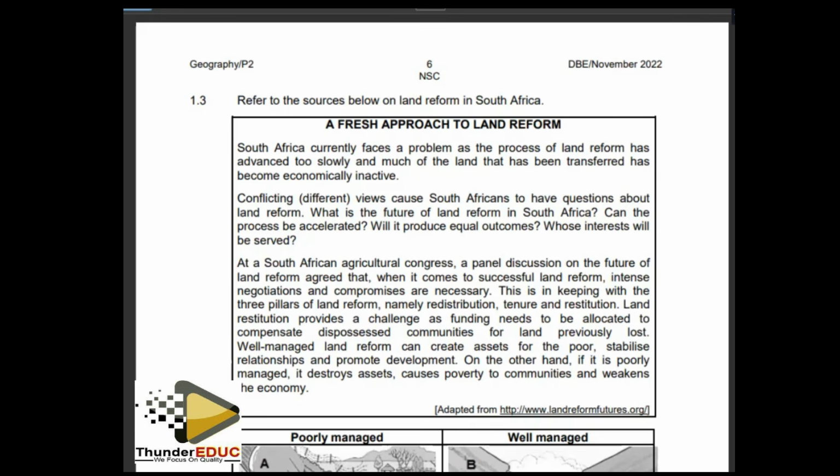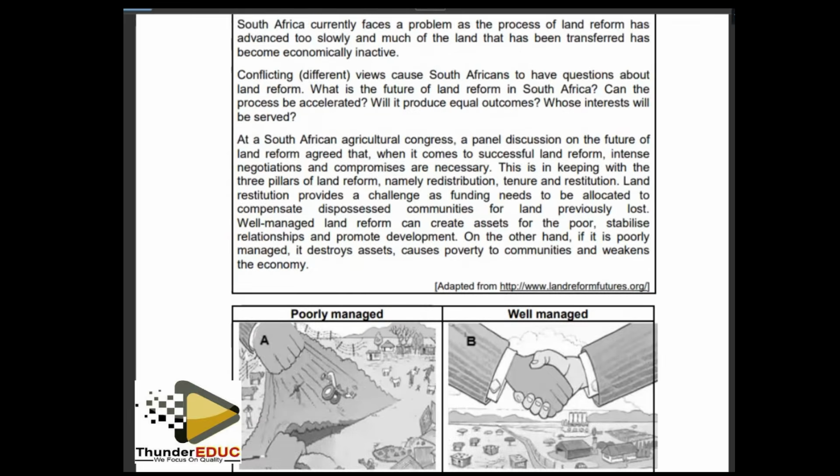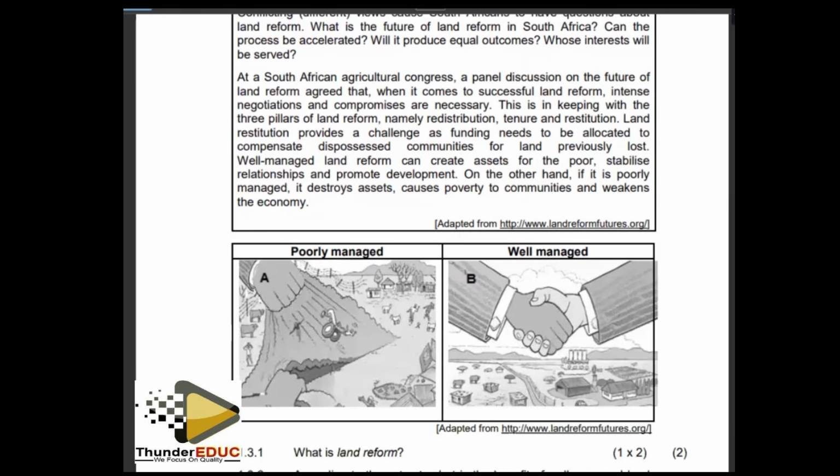So when you read that text, it gives you great information. Now here it shows poorly managed land reform. What do you see? There is grabbing of land. People are displaced. People are losing their property. Then here people are growing crops on principles, and therefore you can see settlements are well established. You can see the hand itself indicates different colors of people.